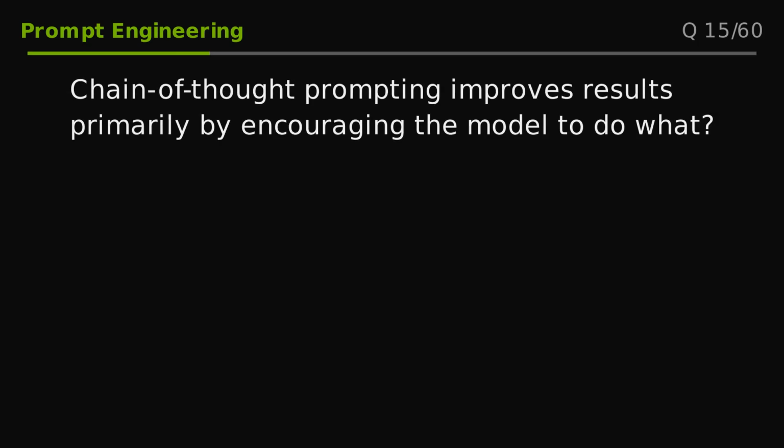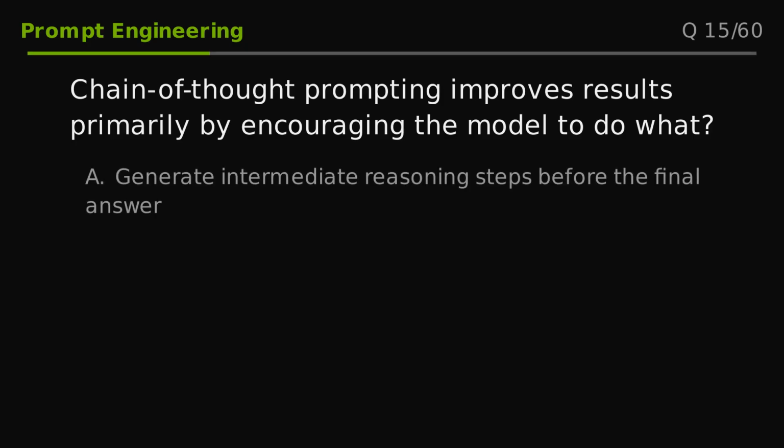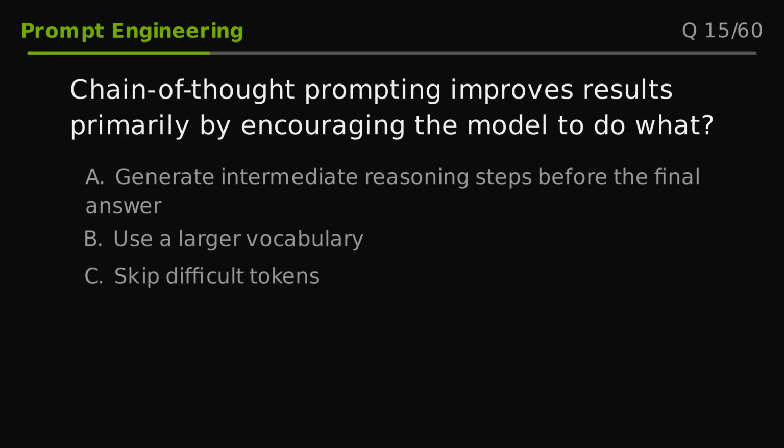Question 15. Chain of thought prompting improves results primarily by encouraging the model to do what? Option A: generate intermediate reasoning steps before the final answer. Option B: a larger vocabulary. Option C: skip difficult tokens. Option D: set temperature to zero.